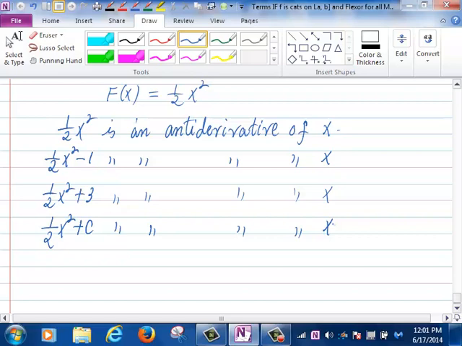Okay. Now the question, are they the only ones? Are they the only antiderivatives of x? And the answer is yes. Once I find the antiderivative half of x squared, that's the simplest antiderivative of x. Once I find that, all the other antiderivatives can be found by adding a constant. Okay. And how do I know that?